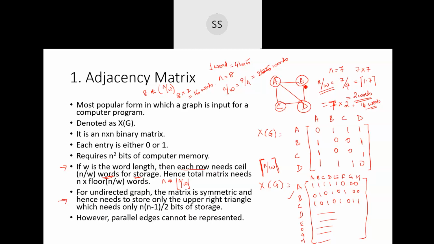The example I have taken here is an undirected graph. Can you see the adjacency matrix of this? If you see the diagonal elements, they are all set to 0.